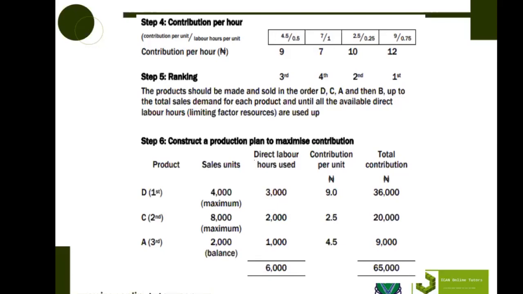So after deducting that, we have a balance of 1,000 hours left, and it's not enough for the number of hours needed for product A. So we just use the remaining 1,000 hours, which is what can be produced with 1,000 hours. So 2,000 times 4.5 gives us 9,000. Putting everything together, we have 65,000 as total contribution, and 6,000 as direct labor hours used.